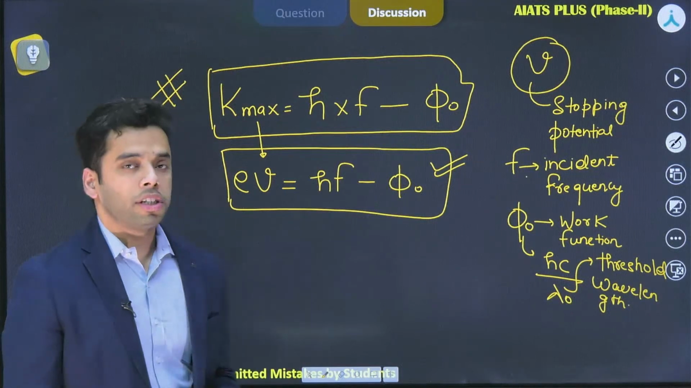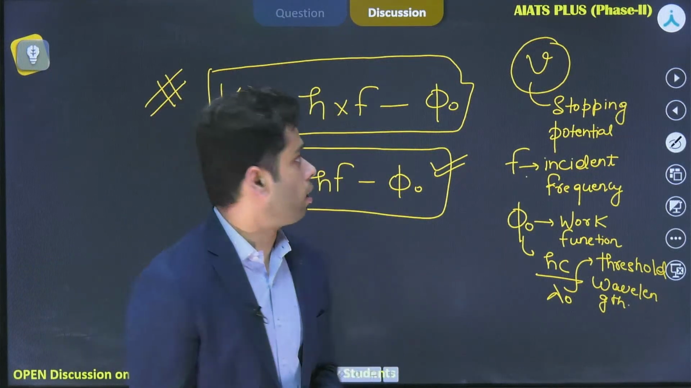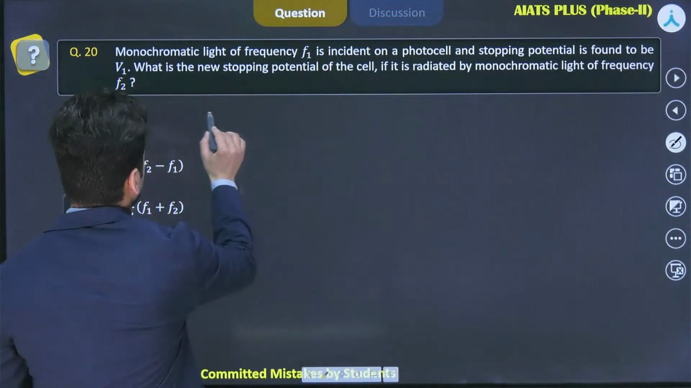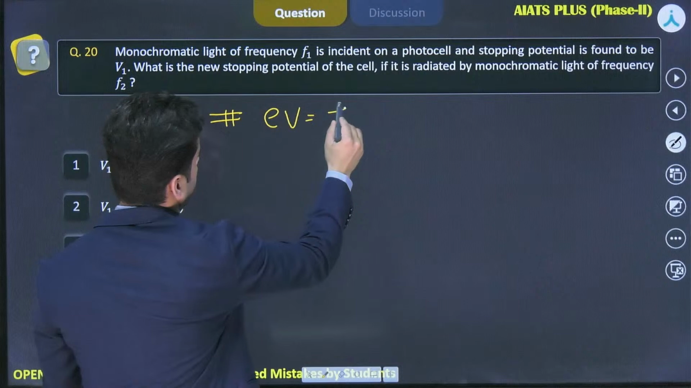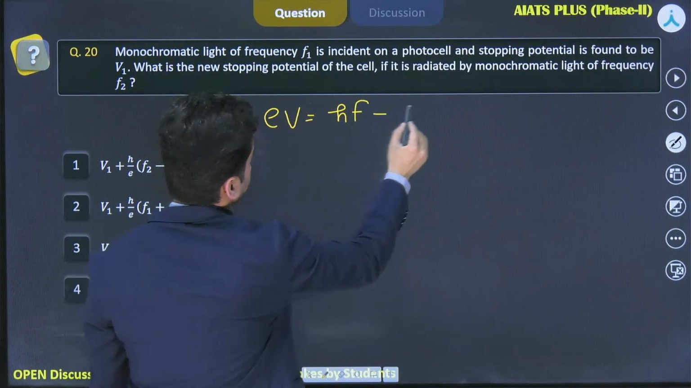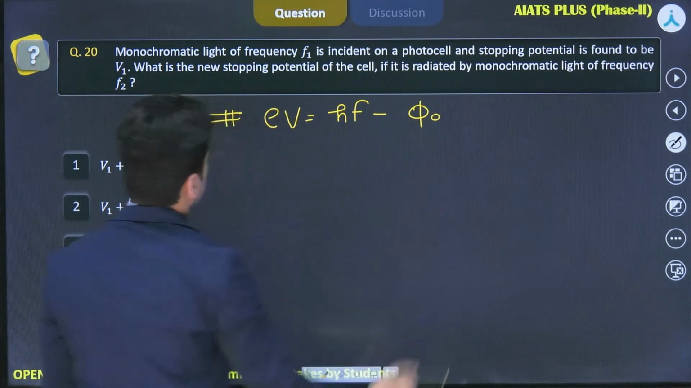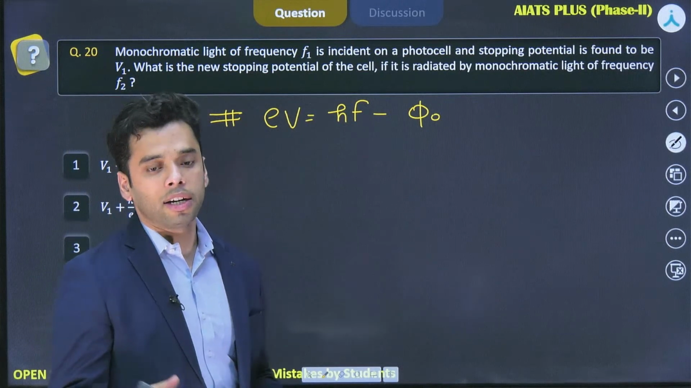So this is the equation that we are going to use to solve the numerical. Now let me solve it for you. I have the equation eV is equal to hf minus phi naught. This is my standard equation. Now let me put the data that is given to me in the problem.